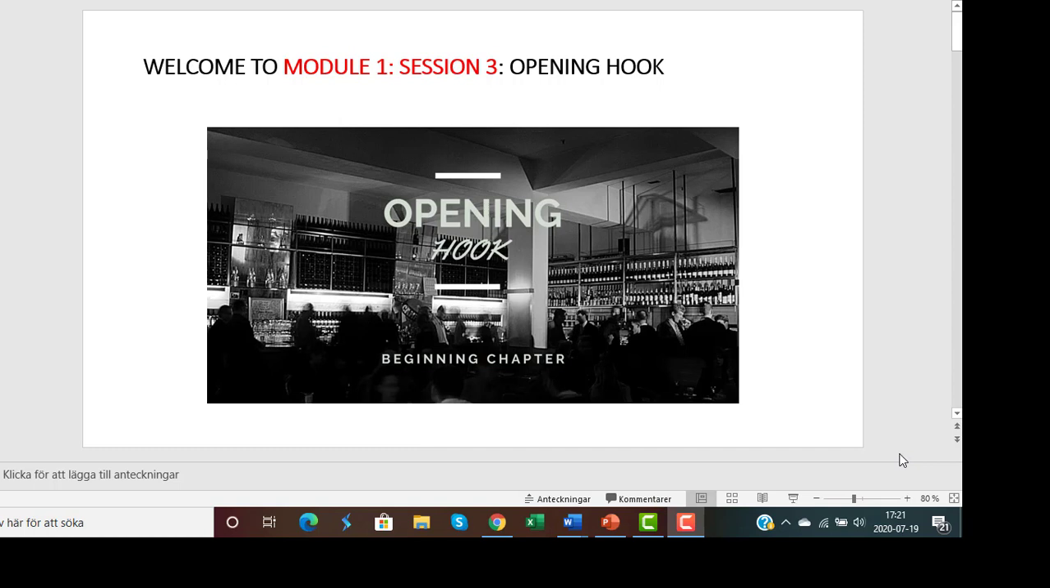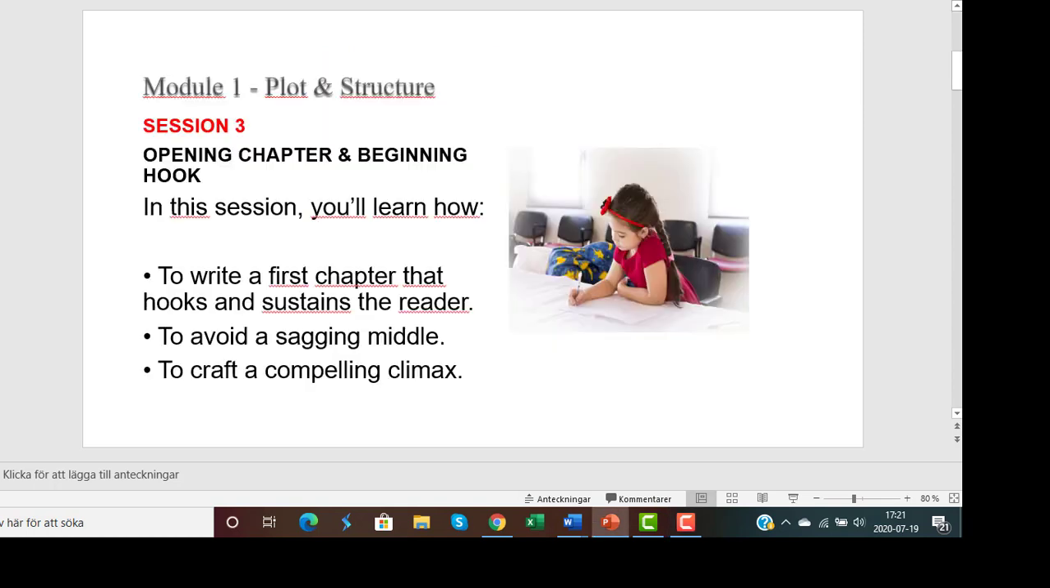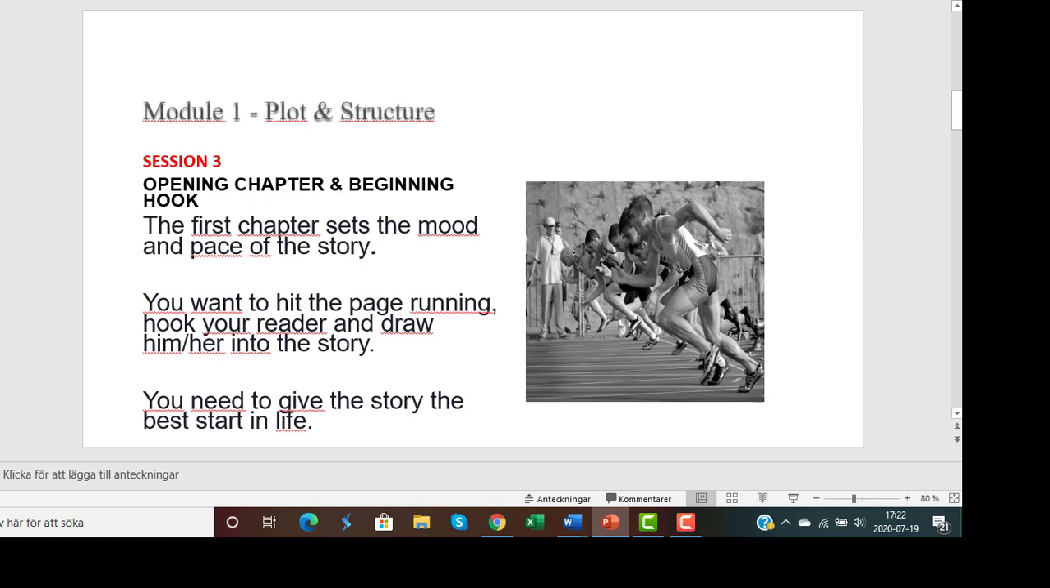Welcome to Module 1, Session 3, the opening hook and the beginning chapter. In this session, you will learn how to write a first chapter that hooks and sustains the reader. You learn how to avoid a sagging middle and how to craft a compelling climax. The first chapter sets the mood and pace of the story.